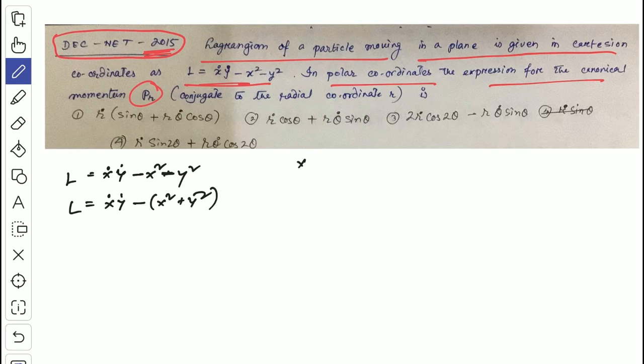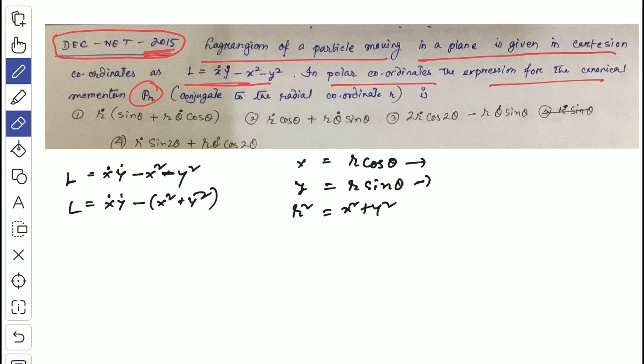So for this Cartesian x, y, what will be the corresponding polar coordinates? Remember this: x is r cos theta, y should be r sin theta, and r square is equal to x square plus y square. If you square and add these two equations, then you will get r square is equal to x square plus y square. So hope you have understood this.